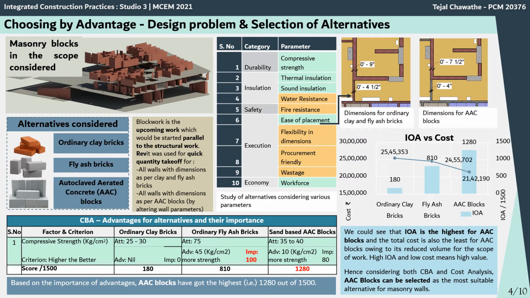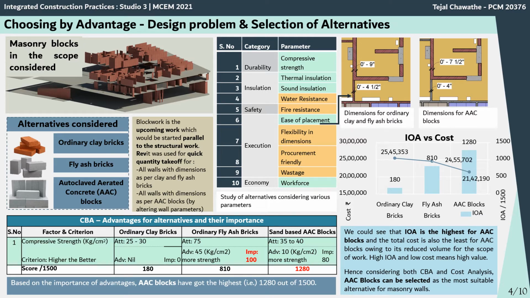Under design optimization, the lean tool choosing by advantage was used, and for this the scope considered was masonry blocks. So three alternatives were considered for masonry blocks: the ordinary clay bricks, the fly ash bricks, and the autoclaved aerated concrete AAC blocks. To compare these three alternatives, a study was done using various parameters like durability, insulation, safety, ease of placement under execution.